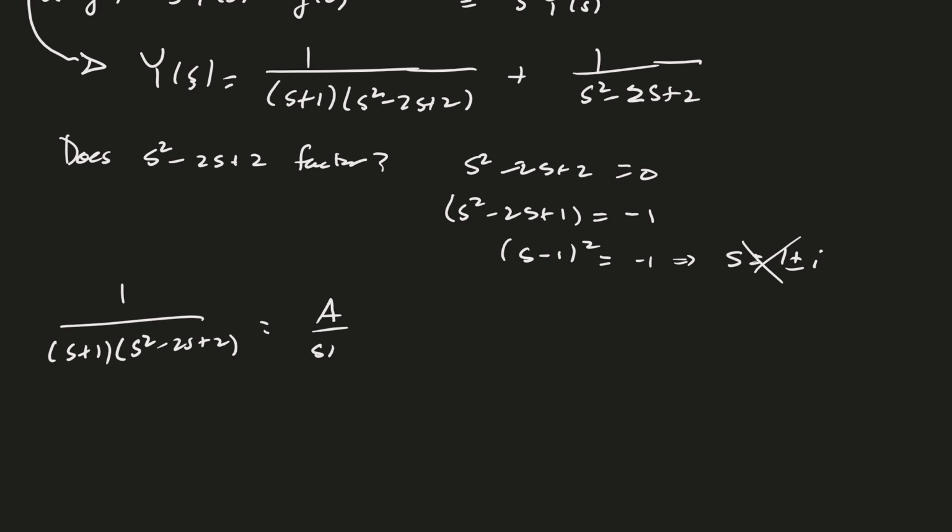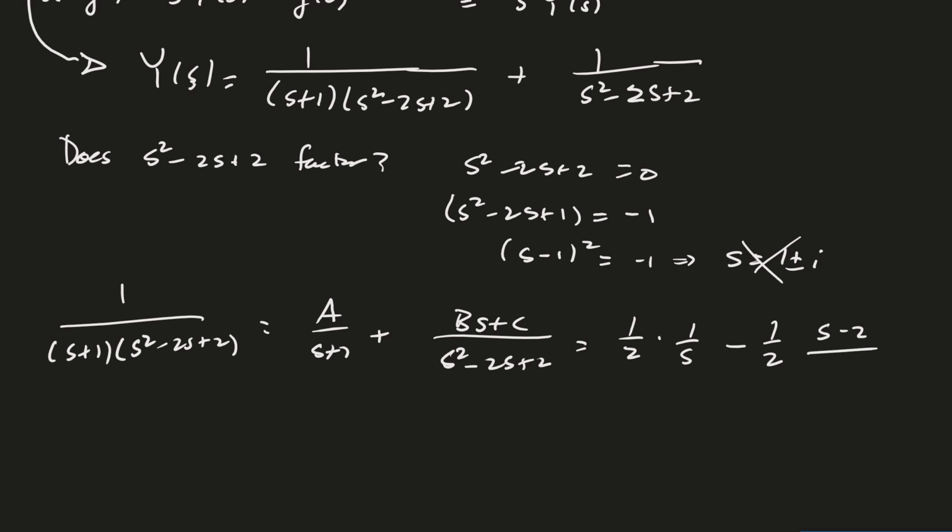Okay, so that's A over s plus 1, plus (Bs plus C) over s squared minus 2s plus 2. And it doesn't take too long to find your constants. I'm just going to go ahead and write them down since we're getting a little short of time here. So that's going to be 1/2 times, well, I'll put a minus 1/2 here. And then that'll be an s minus 2 in the top, s squared minus 2s plus 2 in the bottom. Good, okay. And don't forget that we still have that other one hanging out there.